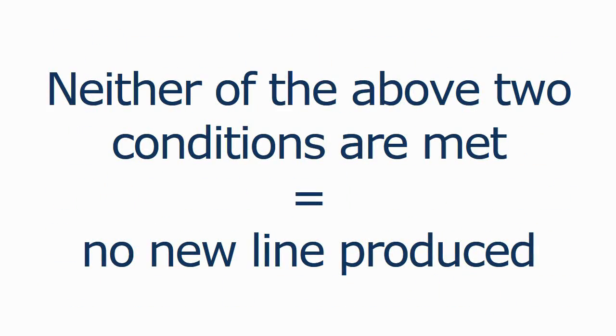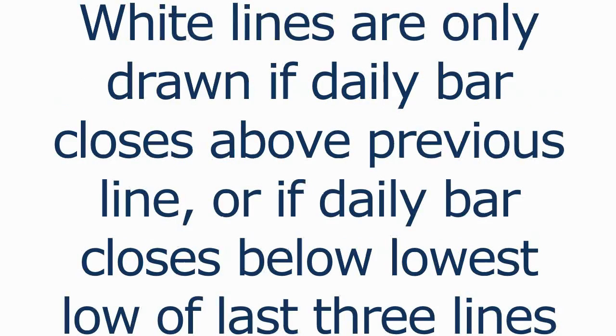So why do we call it a 3 line break chart? As you can see from the construction rules, white lines are only drawn if the daily bar closes above the previous line, and red lines are only drawn if the daily bar closes below the lowest low of the last 3 lines. The rules for the red bars are the inverse of what they are for the white lines.